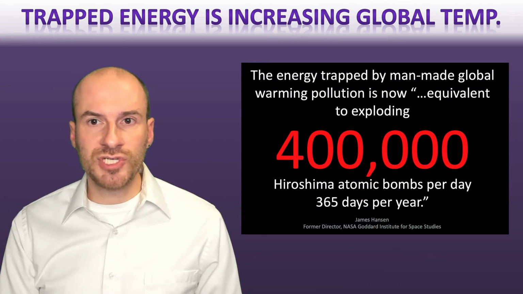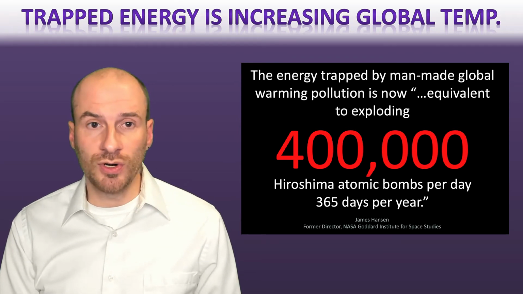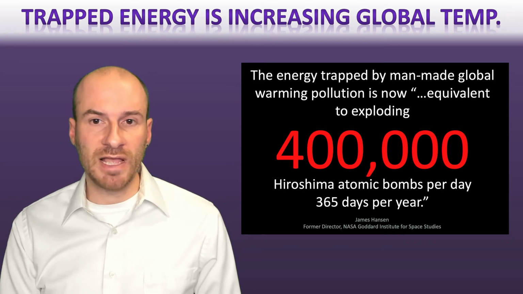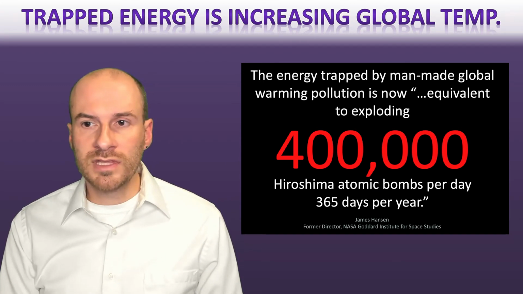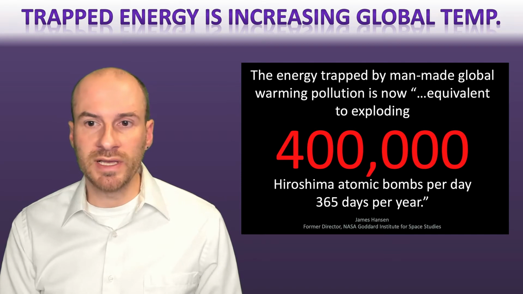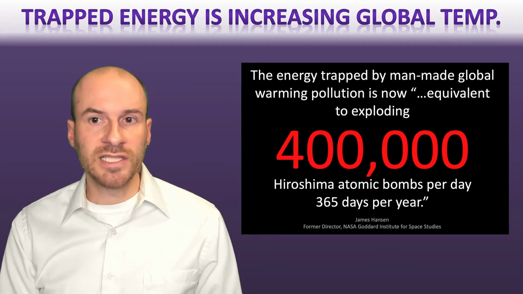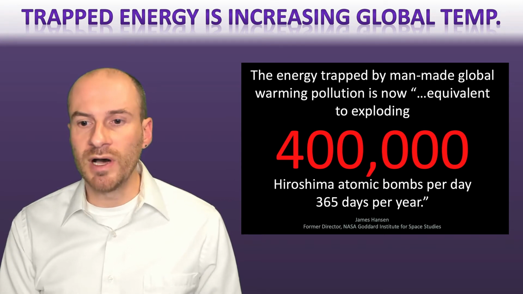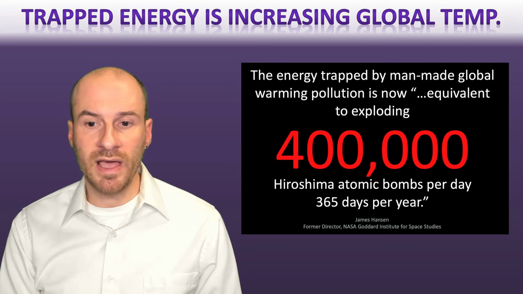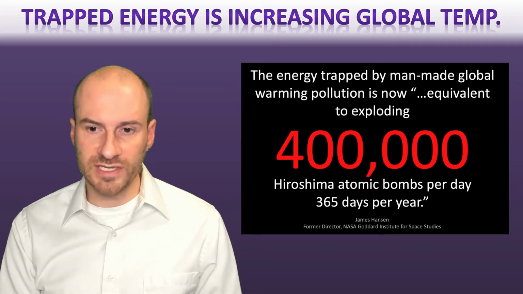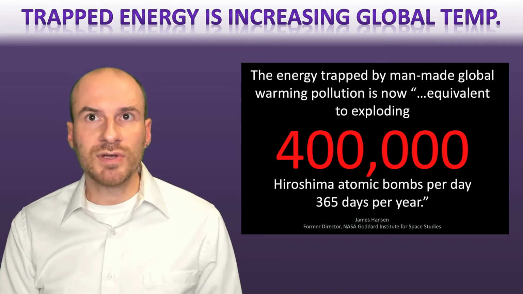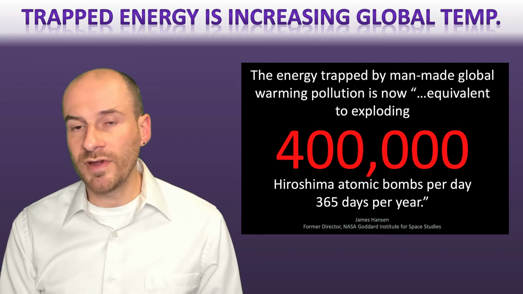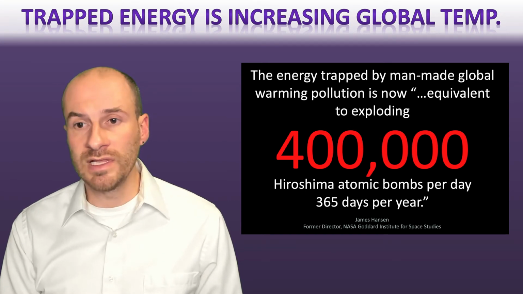So this trapped energy is increasing, and it's really quite substantial. To give a more visual depiction of what this trapped energy looks like, this man-made global pollution is now producing additional energy on the Earth of about the equivalent of 400,000 Hiroshima atomic bombs being exploded every single day, all 365 days of the year. So that gives you an idea of the excess heat that's gathering in our atmosphere due to the release of greenhouse gases.